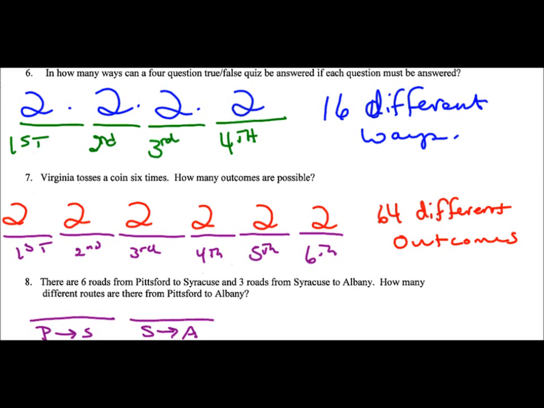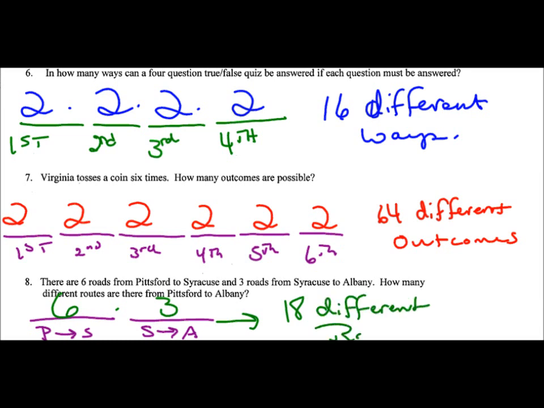Who knows? Finally, we're looking at 6 different roads from Pittsford to Syracuse, 3 from Syracuse to Albany. How many different routes altogether? Once again, counting principle to the rescue. 6 from Pittsford to Syracuse, 3 from Syracuse to Albany. Counting principle says 6 times 3. There are 18 different routes.